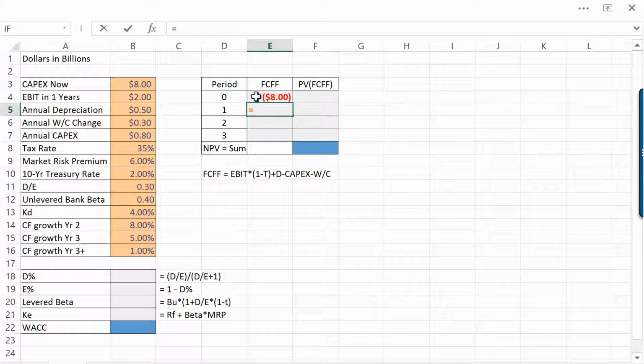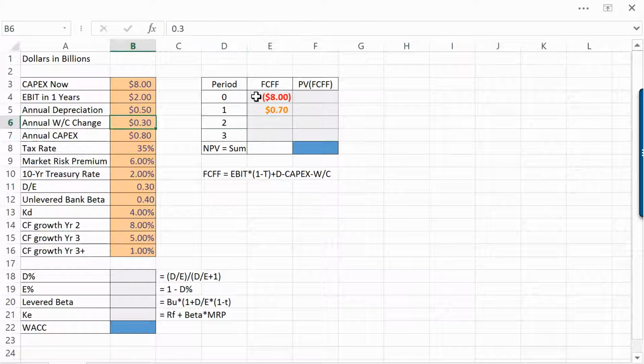So we're going to start out with earnings before interest and tax times 1 minus the tax rate. That's going to be earnings after tax but before interest. I'm going to add back depreciation. I'm going to subtract additions to CapEx. And I'm going to subtract changes in working capital. So I have $700 million or $0.7 billion in free cash flows to the firm.